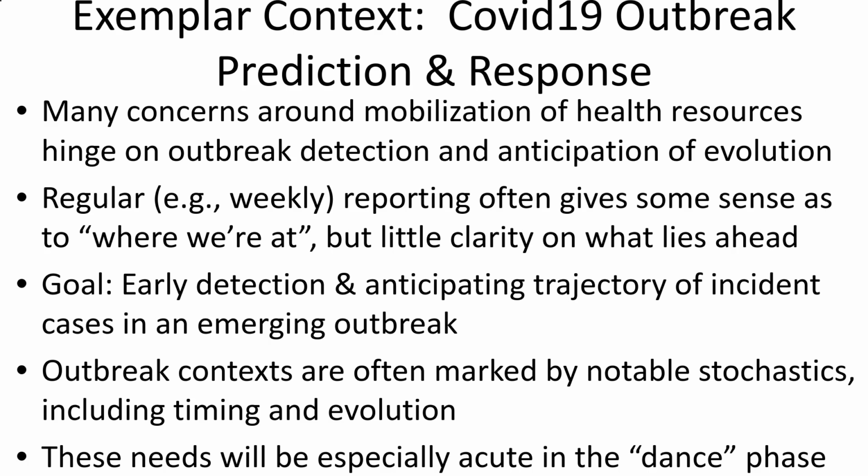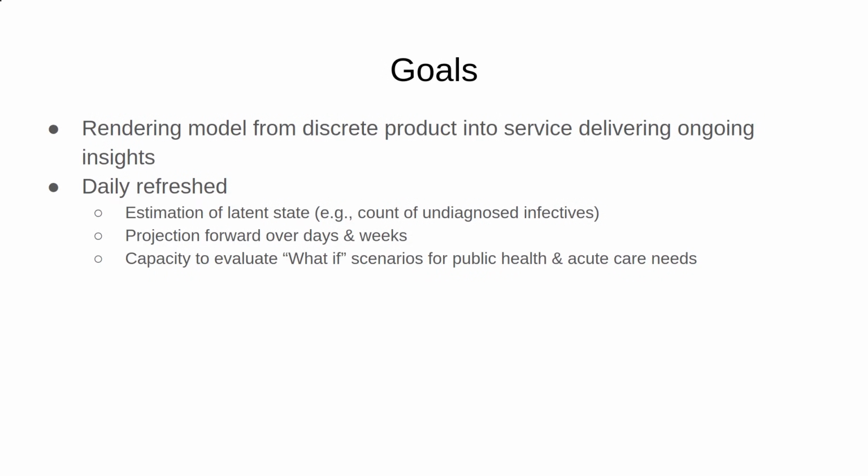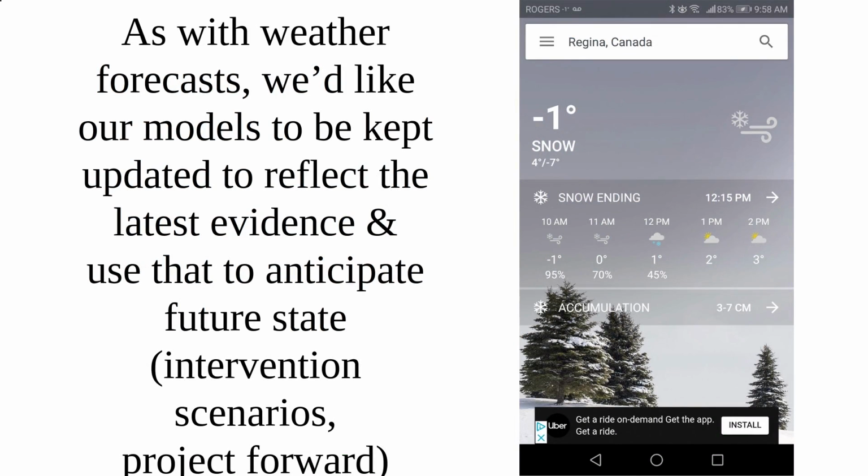And to investigate the impacts of interventions that may bend the curve in the weeks and months forward. These needs for constant adaptive replanning are acute in the dance phase of the outbreak, into which our province is now hurtling. And this model was designed with that in mind. So rather than a model sitting as a sort of a static representation of a discrete product that's developed and then used, it's really turned into a service with ongoing refreshing of the model, estimation of the latent state, projection forward, estimation of the basic reproductive, the effective reproductive number that obtains right now, and the ability to ask what-if questions.